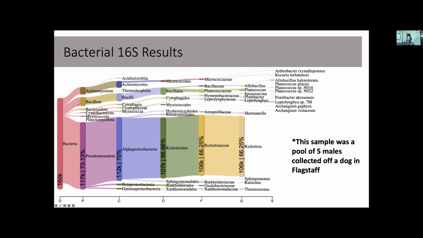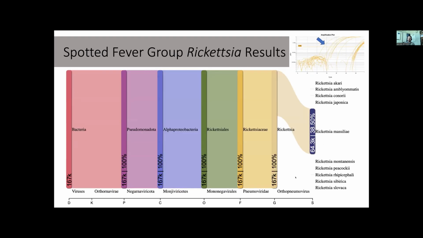We had a total of 160,000 reads that were classified to bacteria. And of those, 66.2% were classified to the genus Rickettsia. And this sample specifically is a pool of 5 males collected off a dog in Flagstaff, Arizona. If we look at the spotted fever group bacterial classification on the same sample, we can see that we had 167,000 reads classified to bacteria.